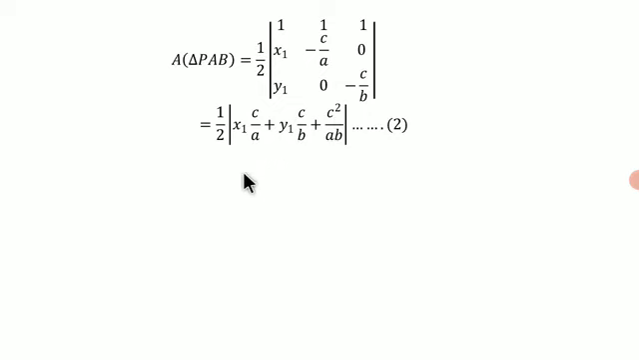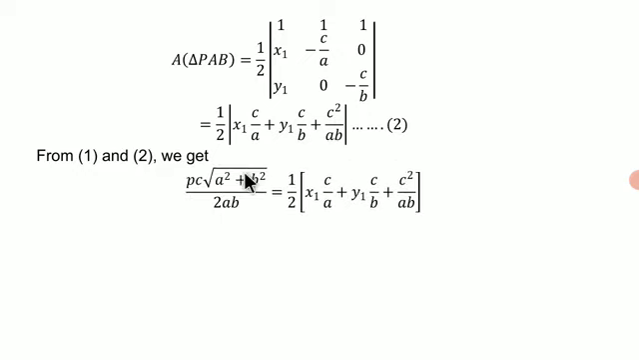Now in relation 1 and 2, we get area of same triangle, so their RHS are same. So comparing here, we get pc into square root a square plus b square whole divided by 2ab is equal to 1 upon 2 multiplied by x1 into c upon a plus y1 into c upon b plus c square upon ab.